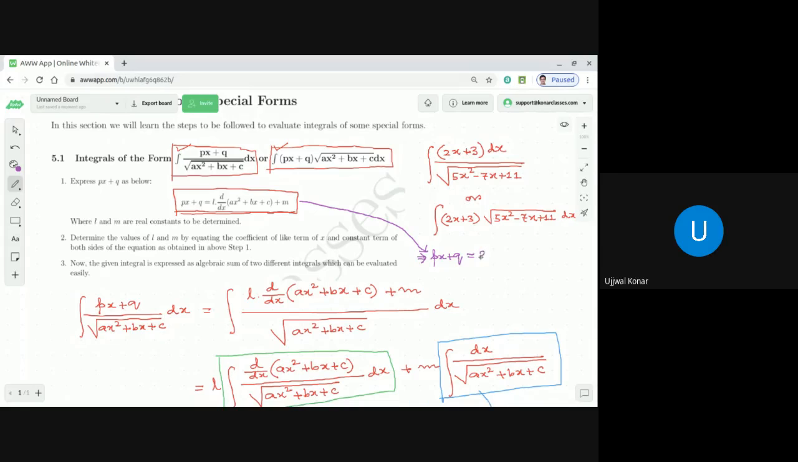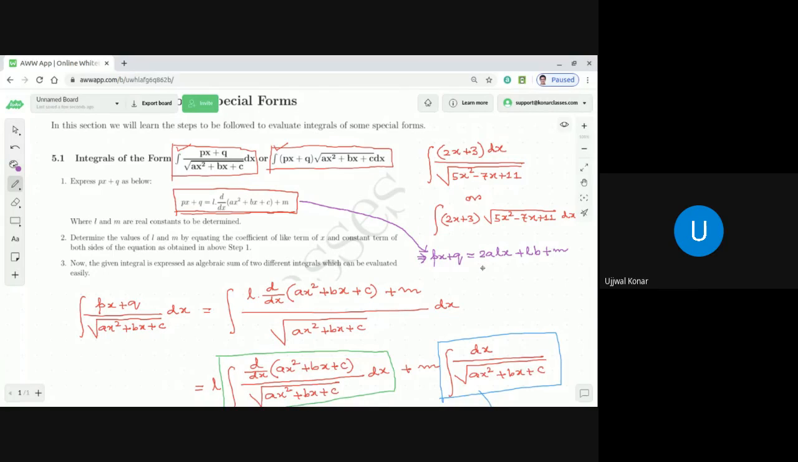2alx, correct or not? 2alx plus L into b, correct or not? Plus L into b, and d/dx of L into c is 0, d/dx of M is also 0 because they are constants. Plus M. Sorry, there is a mistake I have done. Plus M. Clear or not clear? All of you are clear? Absolutely. Okay.